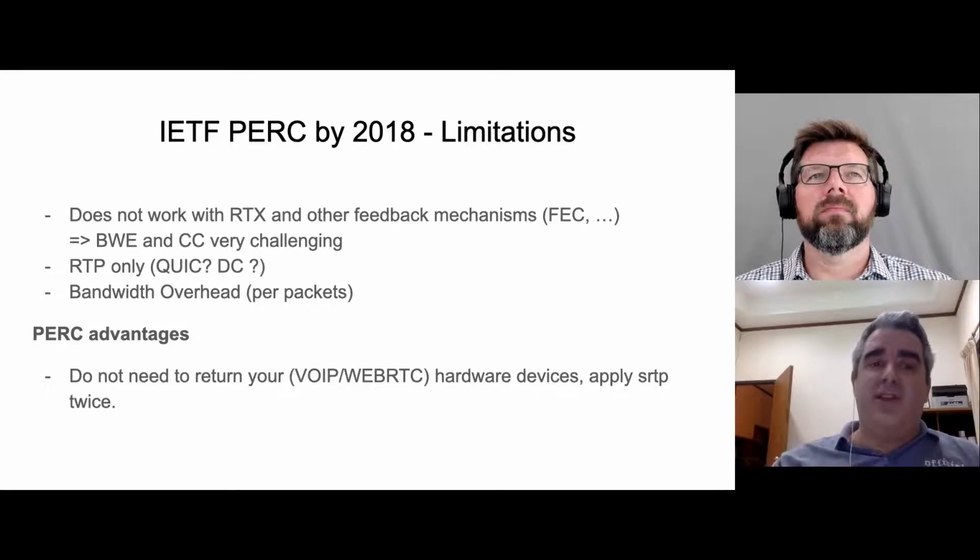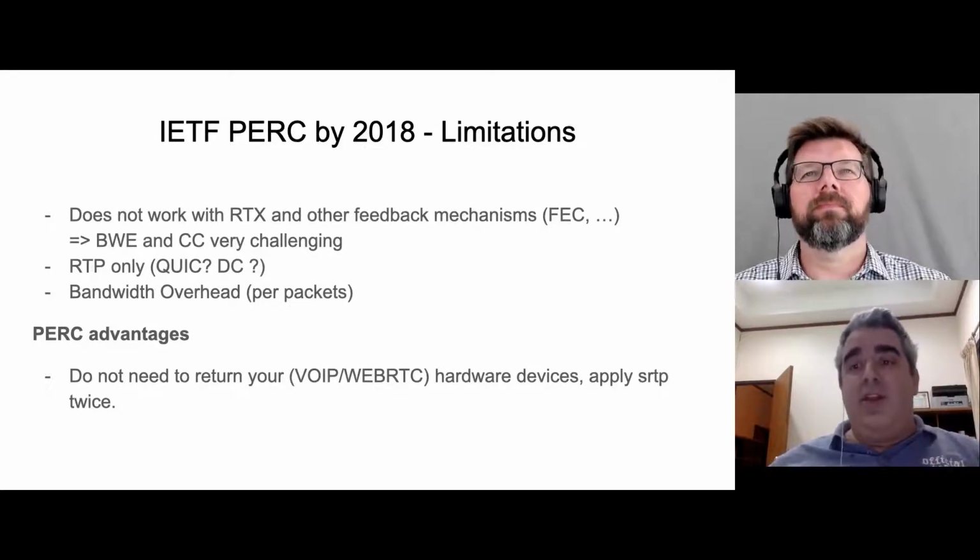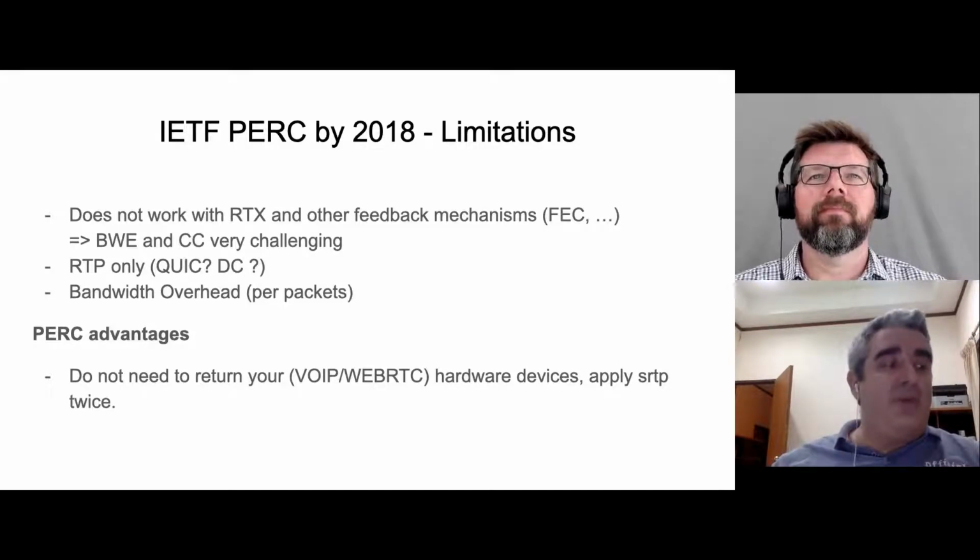It had one advantage, though, is that if you were a big company with a lot of hardware out there, like Cisco, and you wanted to update your hardware to support PERC, you actually didn't have to bring the hardware back. You could do just a flash of the hardware, because the double encryption in PERC was just applying 2 times the SRTP API, right? That was already there. So that had a huge advantage for people that had a very big installed base of devices.